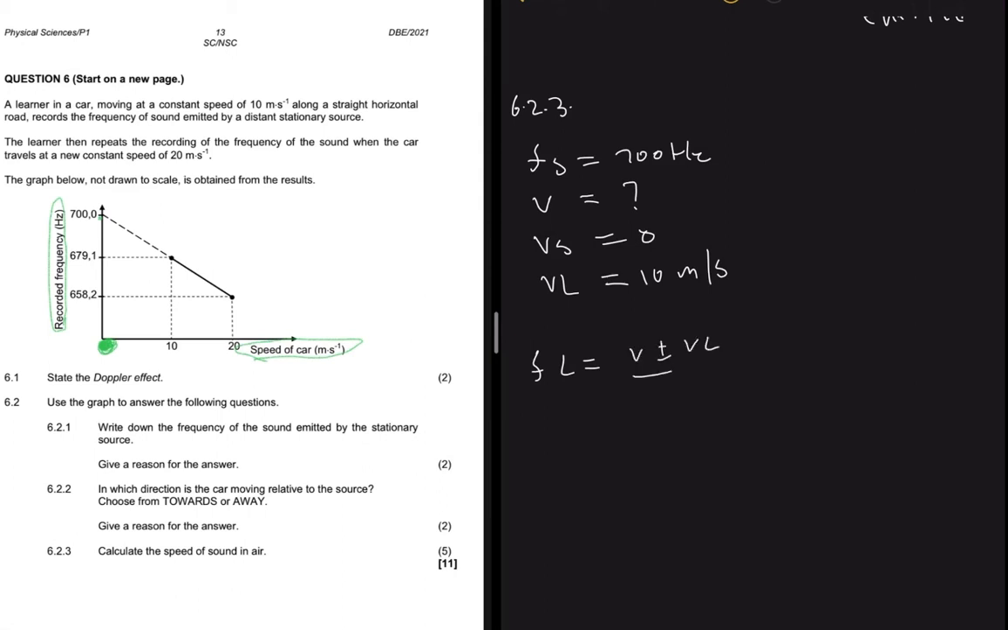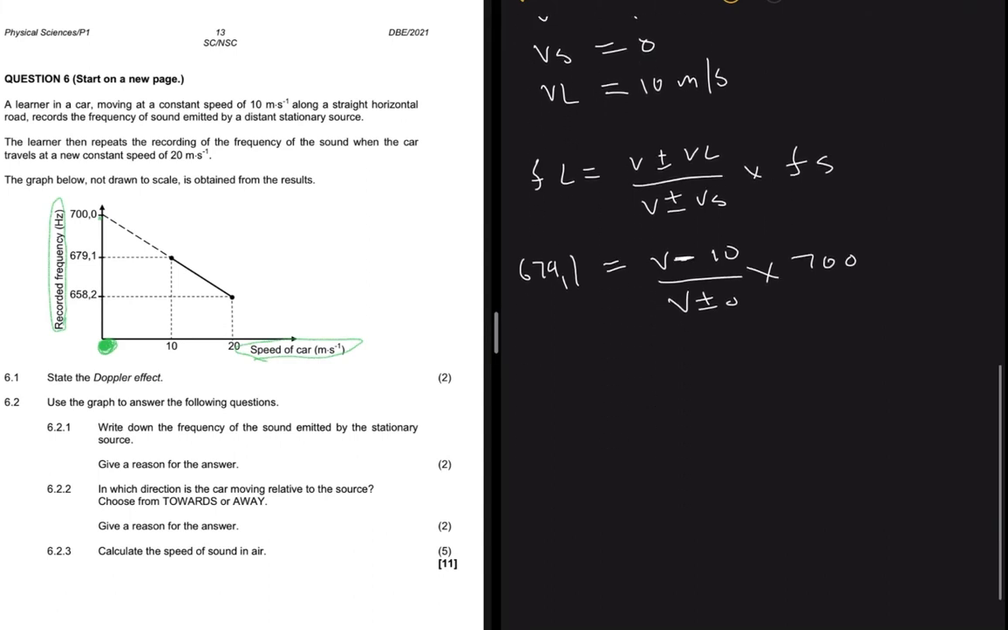We have FL equals V plus or minus VL divided by V plus or minus VS, multiplied by the frequency of source, right? The frequency observed by the listener when the speed of the car is 10 meters per second is 679.1, which equals this: V is what we are interested in, the speed of sound in air. And then for the velocity of the listener, because the listener is moving away, we're supposed to have a minus on the numerator. If it was moving towards, then we would have a plus. So we have V minus 10 divided by V, the velocity of sound in air, and the source is stationary, so plus or minus zero, multiplied by the frequency of source. The frequency of source is 700 hertz, so we just have that there.